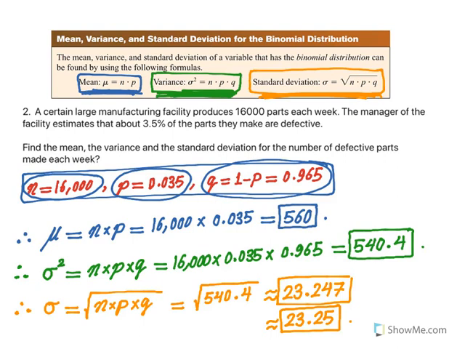And I hope that by now you are more comfortable with solving questions about the binomial distribution. This will end this question and its solution.